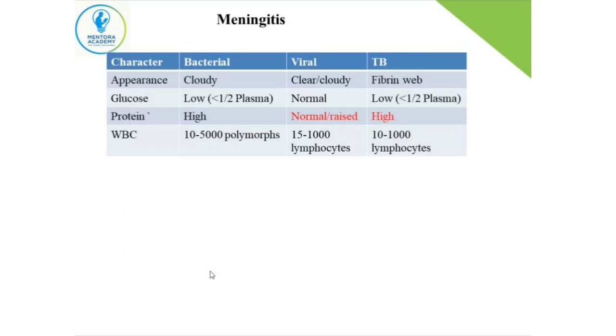So what are the different features of bacterial, viral, and tubercular meningitis? Let us focus on that. In bacterial meningitis, you find that the CSF will appear slightly turbid. The sugar in the CSF would be much lower, less than half of that of the plasma. The protein content of the CSF will be high because of significant inflammation. And predominantly, you'll find polymorphs or neutrophils as the cells within the CSF. Okay, so it's very clear to identify bacterial meningitis.